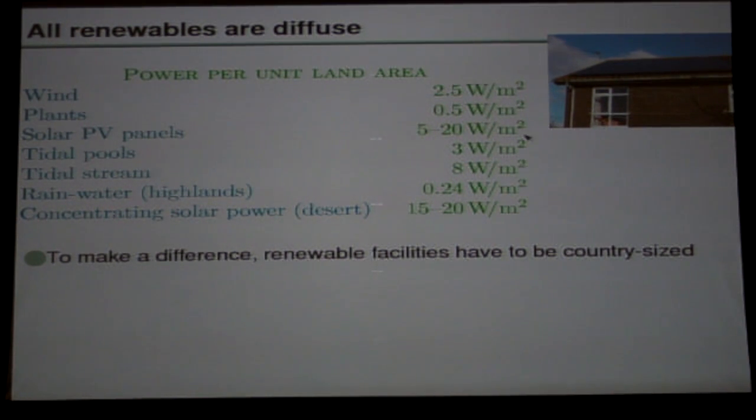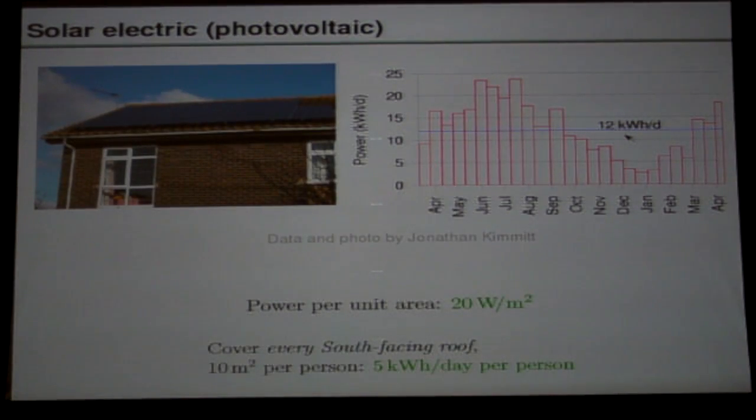So solar photovoltaic panels are popular and still expensive, but hopefully the cost is going to come down. In British climates, they deliver about 20 watts per square metre. Here's real data from 25 square metres of panels on a building in Cambridge. 20 watts per square metre implies that if you cover all south-facing roofs in Britain with solar panels, then you will be able to deliver, on average, 5 kilowatt hours per day per person.